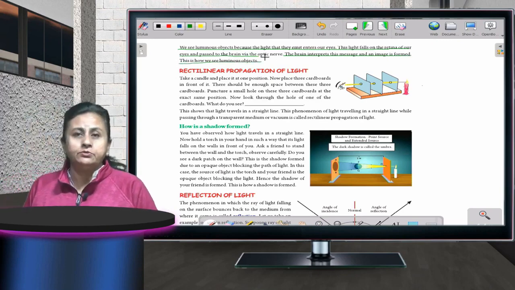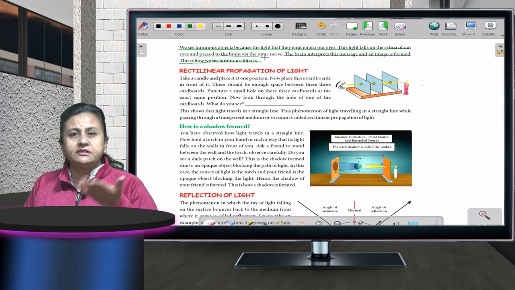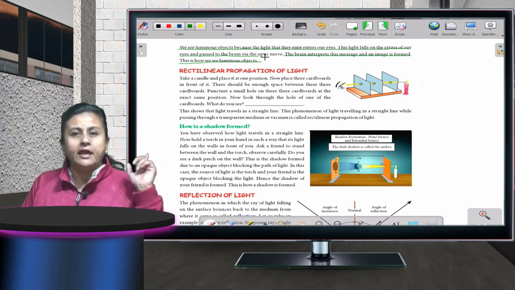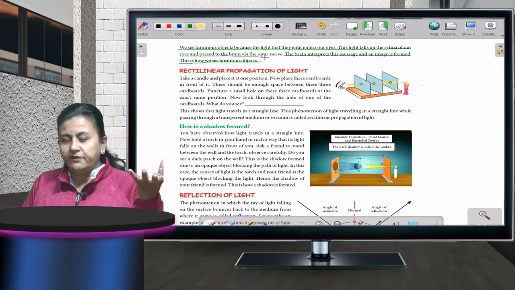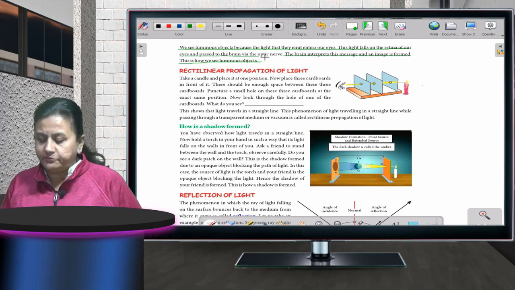How are we able to see non-luminous objects? What is happening? The light is falling on the object, and it is reflecting back, and when it is reflected back, it enters our eye, and from our eye it is sent to the brain, and now the brain says, okay, things are ready, now you can see. So this is the way we are able to see the objects.